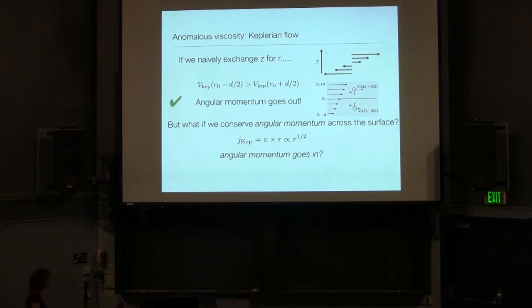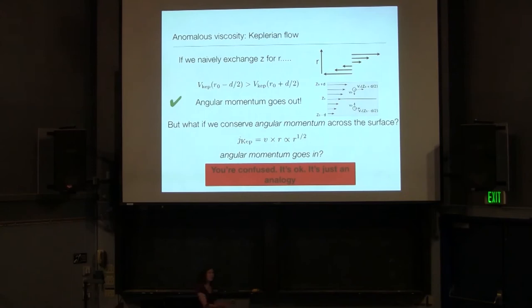So, as I said, I apologize. You should be confused. This is one of the big problems with a lot of our accretion disk theories: this analogy is not so good, because it's not obvious that viscosity should transport angular momentum outwards. For a long time, people argued about this, because this switch from the normal shear flow to a Keplerian flow doesn't preserve what you think about how viscosity transports angular momentum.